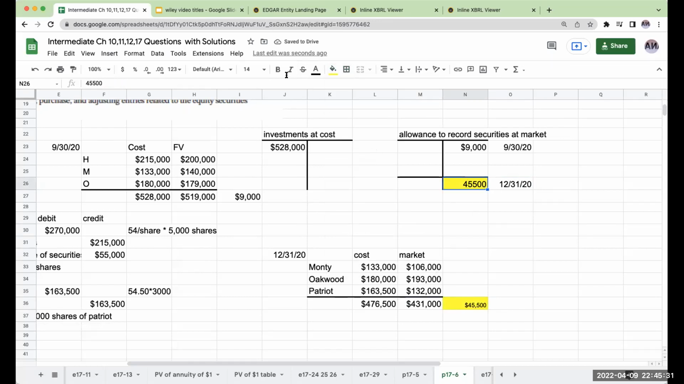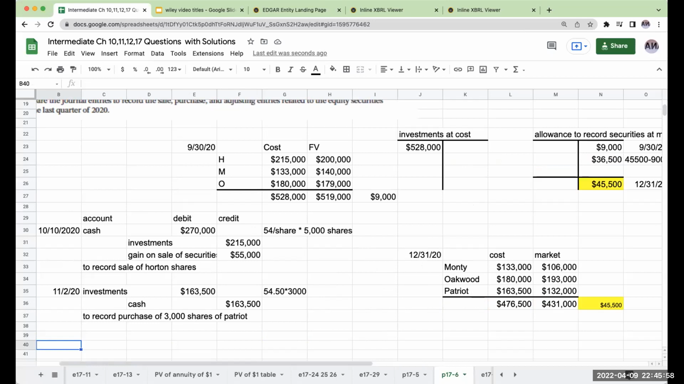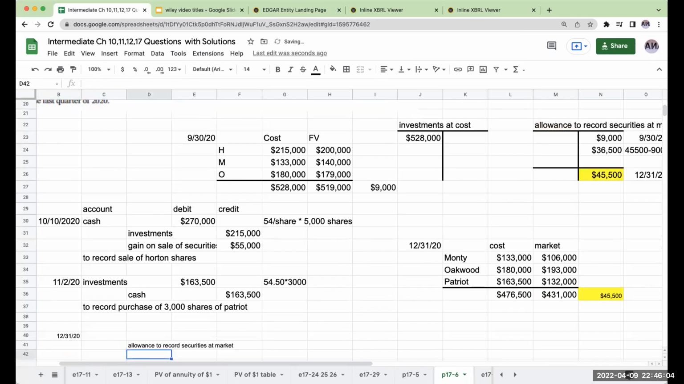But if this is the ending balance I need, what is going to be the adjusting entry? Well, I don't need to do a full 45.5. And why is that? I already had 9,000 in the account. So to get this to balance, I need 36.5. So for my December 31st entry, 12/31/20, I'm going to be crediting my allowance to record securities at market. This is a contra asset account. Or it could actually be a plus account depending on where you are in the scheme of things.